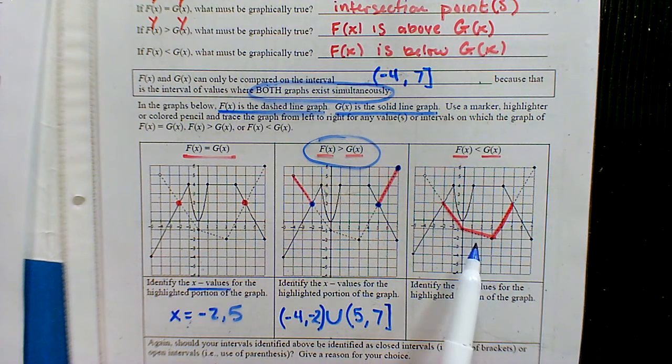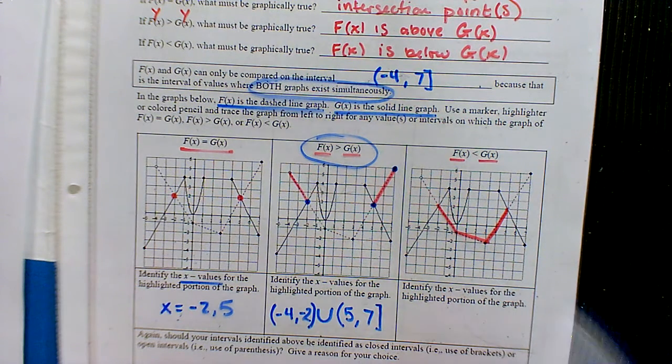Do you guys think you can try the next one? Okay. Looks like it's only one interval, so you don't need that U in there. Go ahead and identify the beginning value, ending value, and brackets or parentheses.